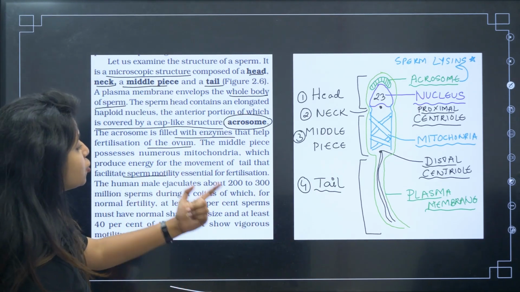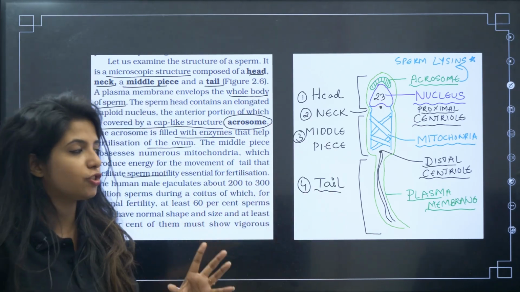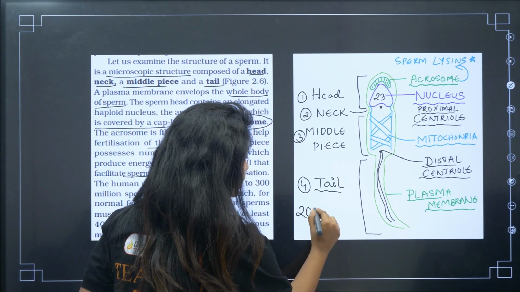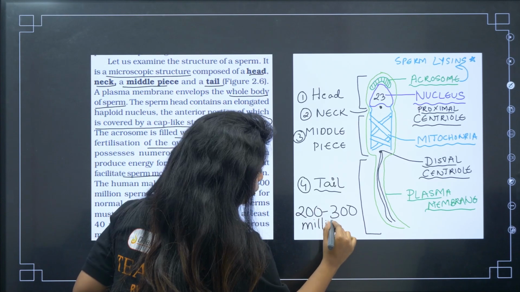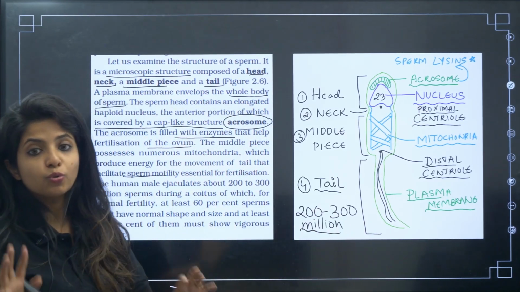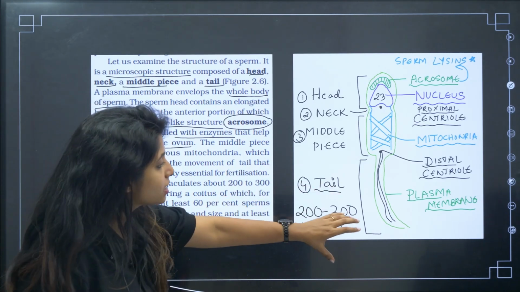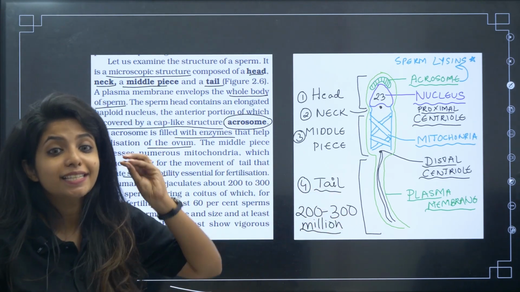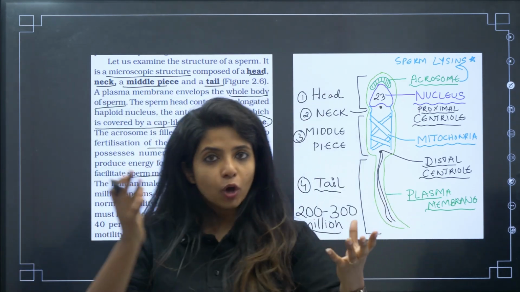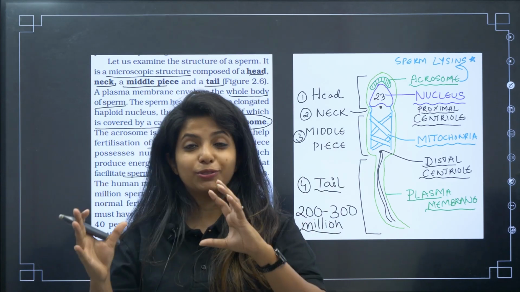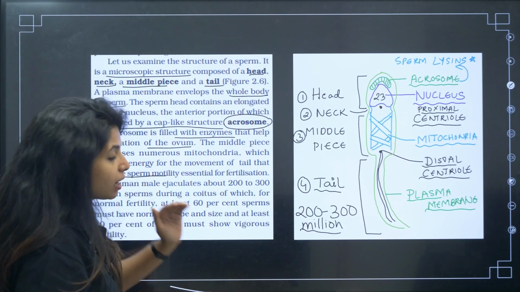Now, the human male ejaculates about 200 to 300 million sperms during one ejaculation. Will you remember it? Human male basically ejaculates 200 to 300 million sperms. You have to remember this. Out of these, at least 60% should have normal shape and size. Because if it does not have normal shape and size, don't you think that it will affect the motility? Obviously it will affect the motility. So the shape and size matters.